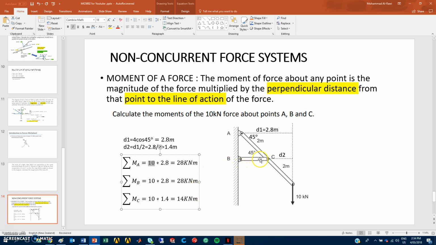Moment is always force times distance, which means the unit is newtons or kilonewtons times meters, depending on the force. Since we have the force in kilonewtons, the answer will be in kilonewton meters, with distance also in meters.